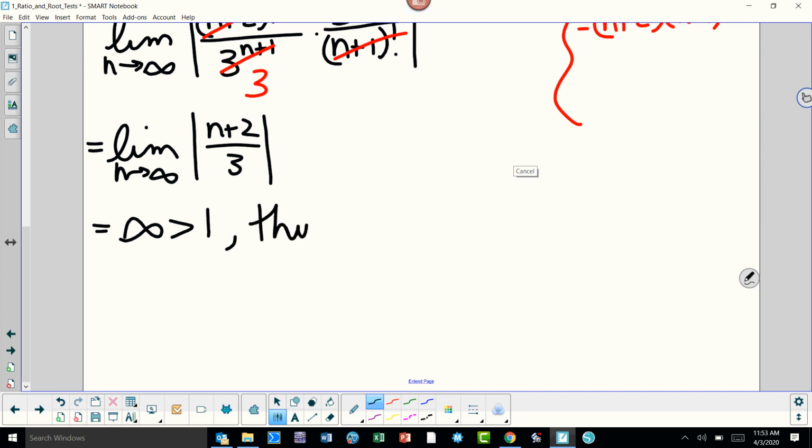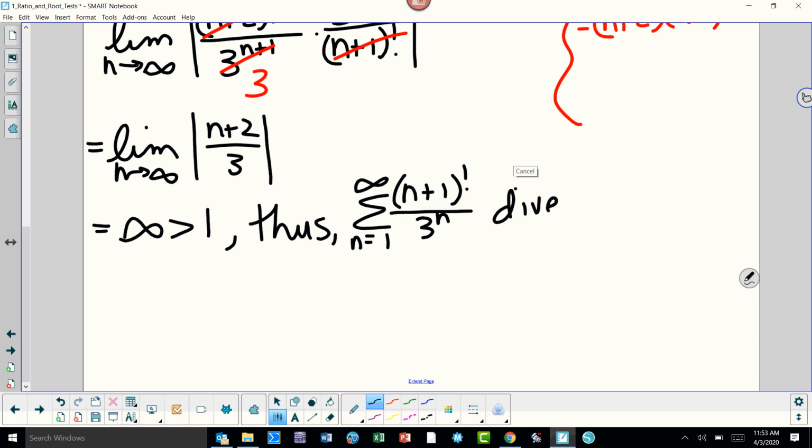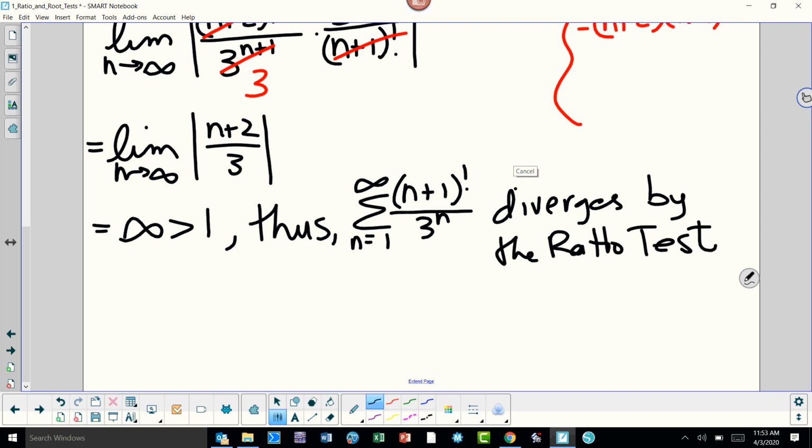So thus, again, original series, write the whole thing down. Diverges by the ratio test. So it's really a pretty simple test. It's just unfortunate if it doesn't work, okay? So as long as it works, it's a great test.